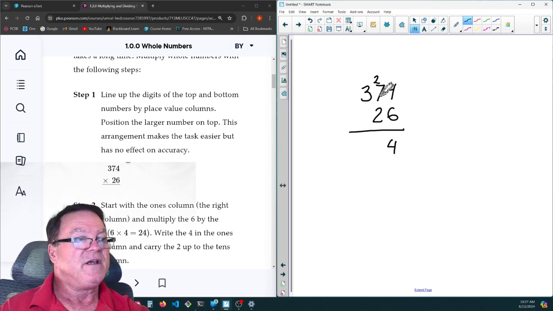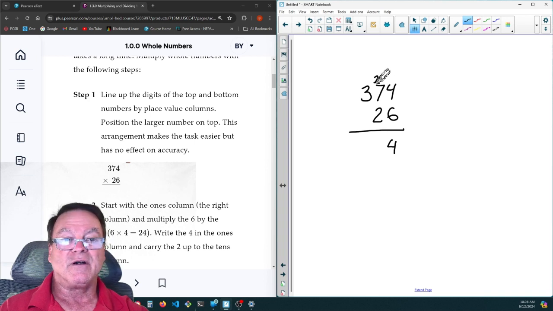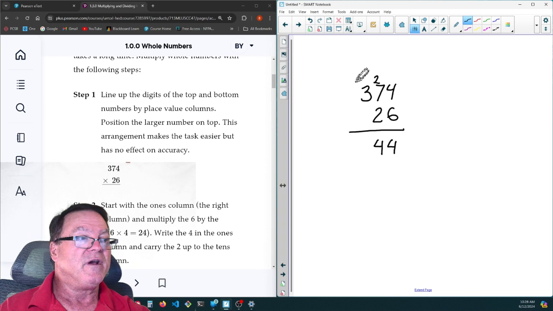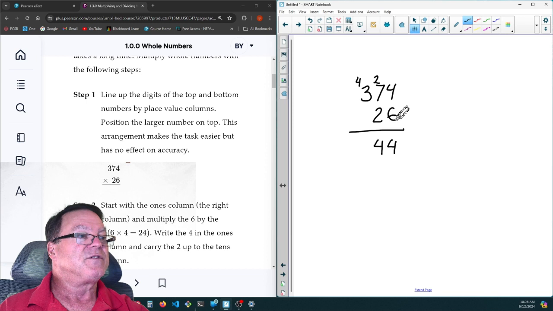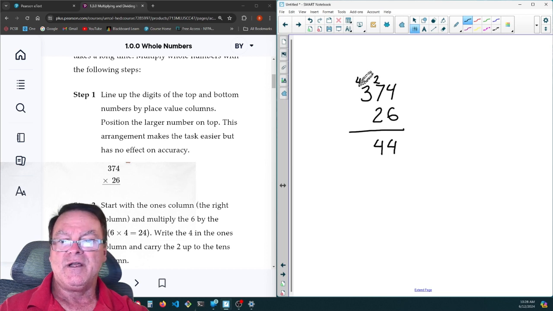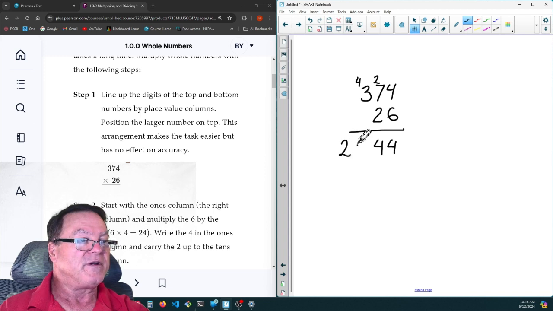6 times 7 is 42. Plus that 2 that we carried earlier makes it 44. So I would write the 4 from the ones digit underneath, and I would carry the 4 from the tens digit, and I put it over the 3 in the hundreds column. So 6 times 3 is 18, plus that 4 we carried earlier is 22. And I would write down that number, 22.